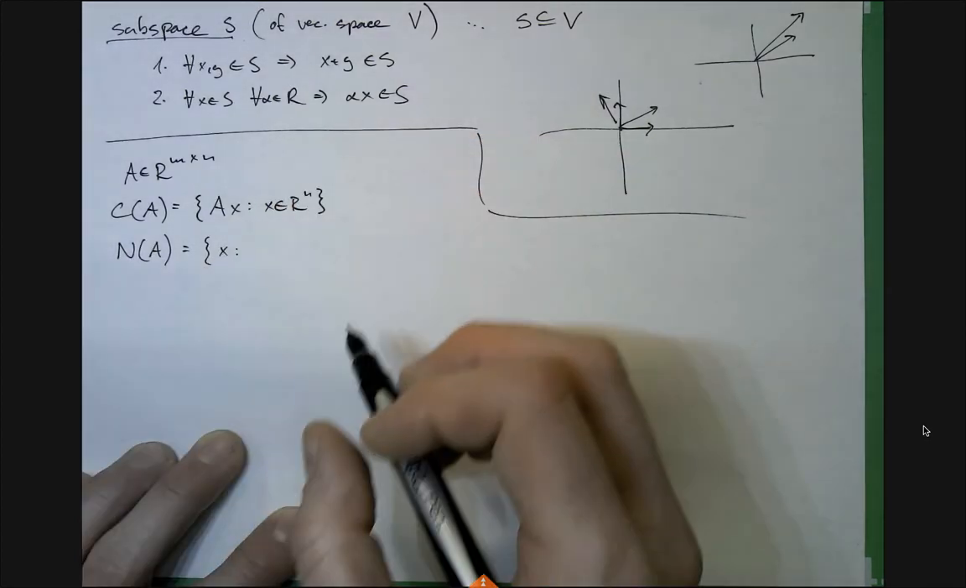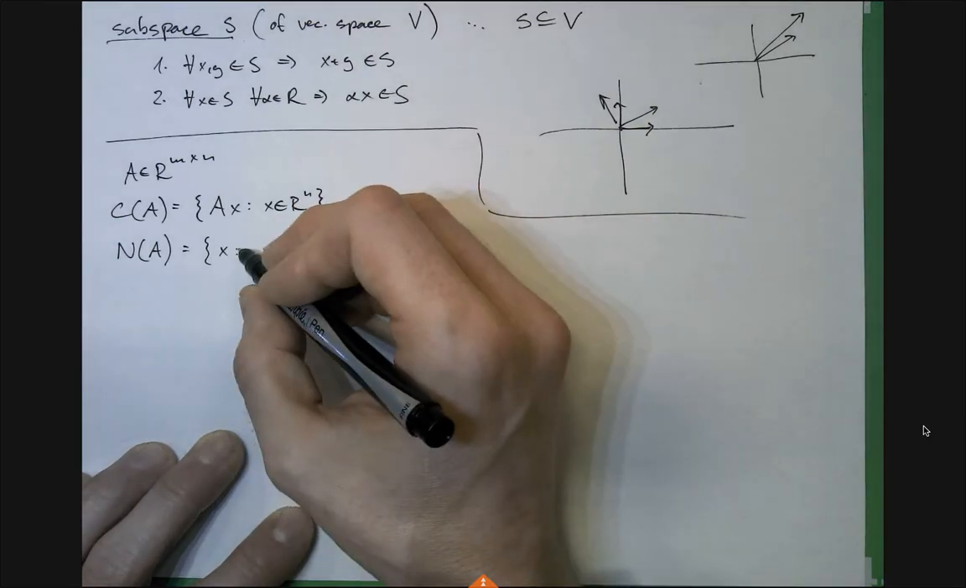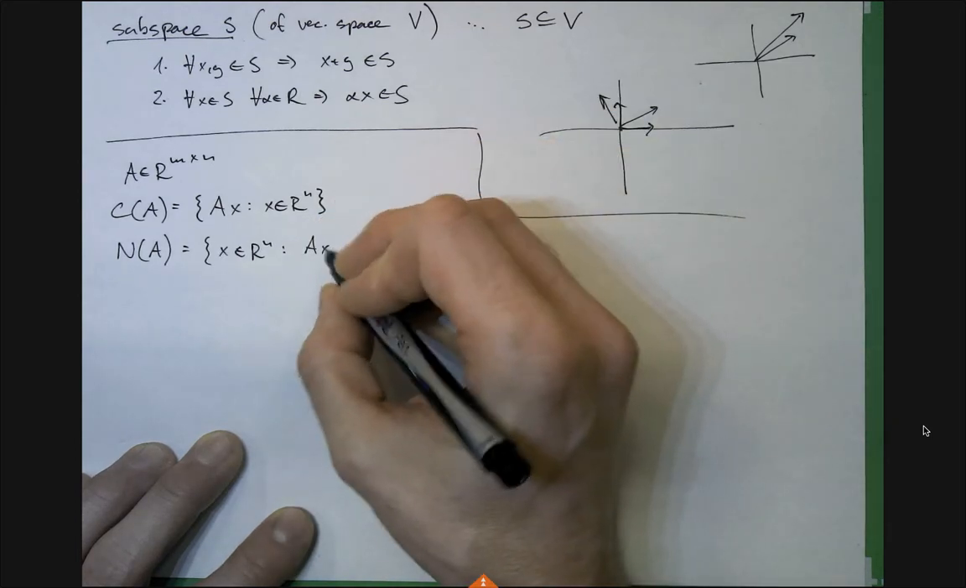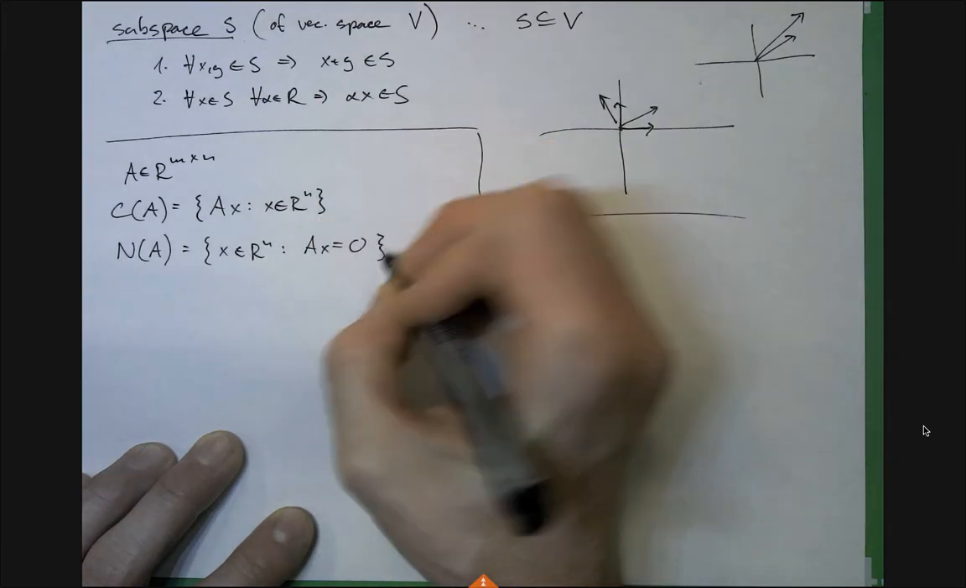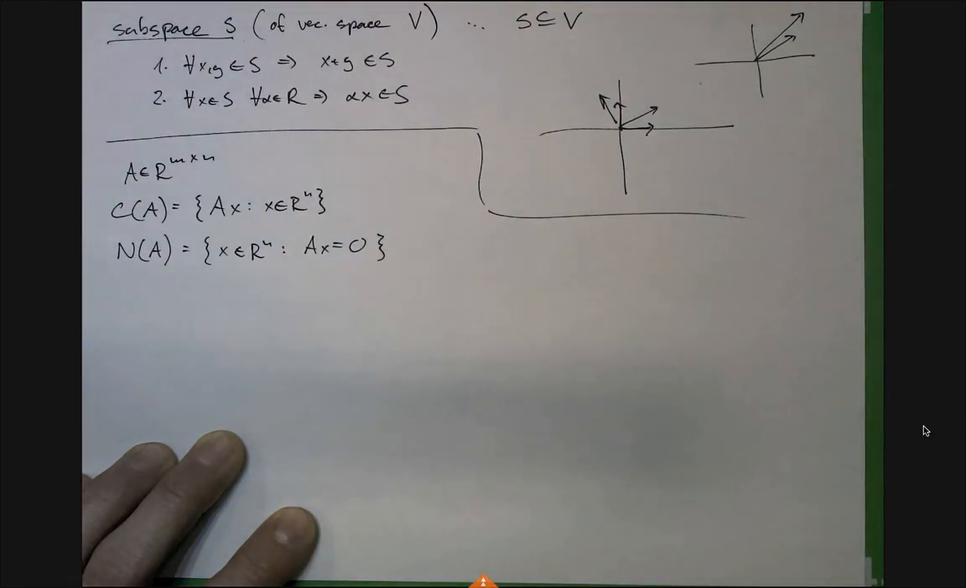So that would be a set of all vectors x, also from Rn, such that Ax equals 0, right? The set of all vectors which the matrix A sends to 0.